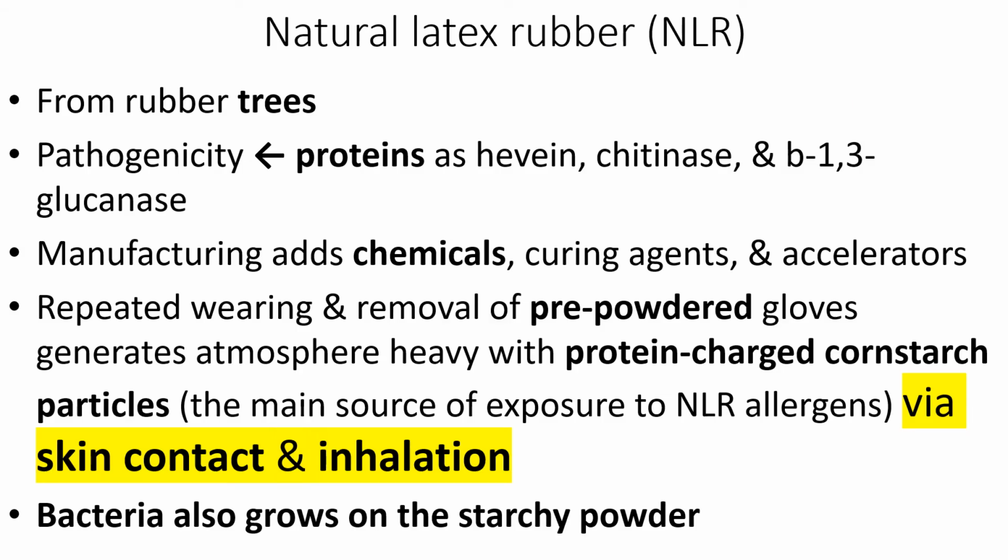Natural latex rubber, NLR, from rubber trees. Pathogenicity is due to proteins such as hevein, chitinase, and beta-1,3-glucanase. Manufactured with chemicals, curing agents, and accelerators. Repeated wearing and removal of powdered gloves generates an atmosphere heavy with protein-charged cornstarch particles, the main source of exposure to NLR allergens via skin contact and inhalation. Bacteria also grow on the starchy powder.